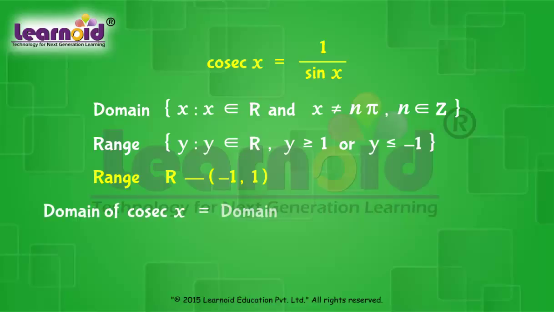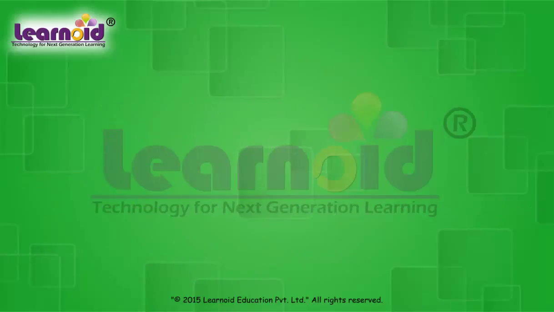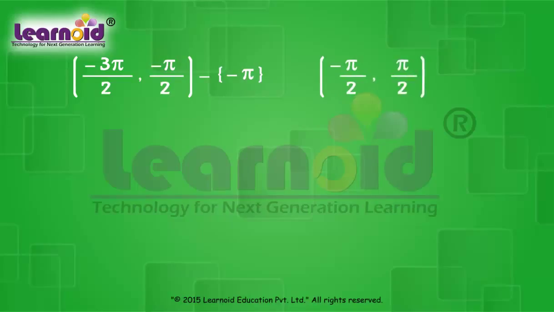Cosec x is not defined for integral multiple of pi. So to make cosec x one-one and onto with its range as set R minus open interval minus 1 and 1, we have to restrict domain of cosec x to minus pi by 2 and pi by 2 minus 0. We can restrict domain of cosec x to any other interval as minus 3 pi by 2, minus pi, minus pi by 2, pi by 2 minus 0, pi by 2, 3 pi by 2 minus pi, etc.